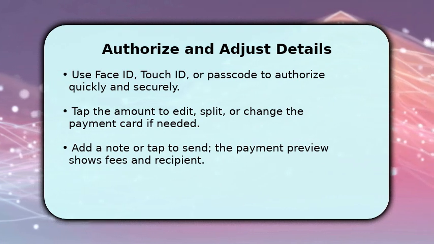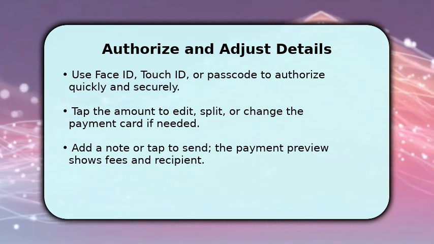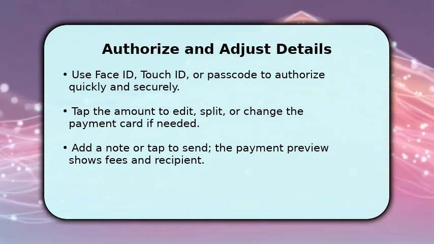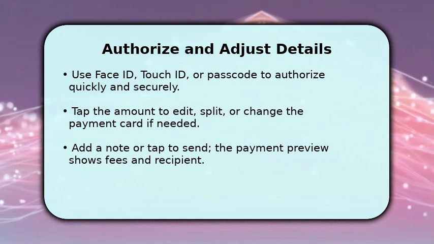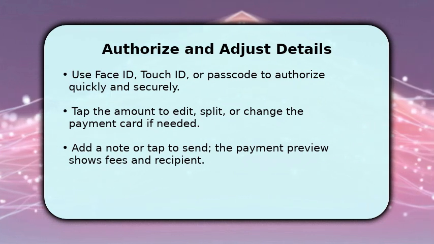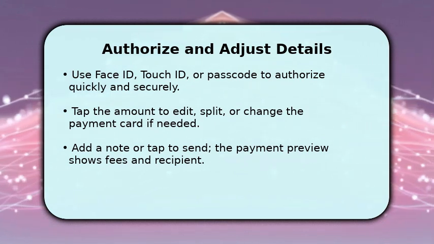Once authorized, a payment bubble appears in the conversation. You can add a short note before sending. Pay attention to the preview so you know the recipient and amount are correct. You'll see a confirmation in the thread when the payment is sent.